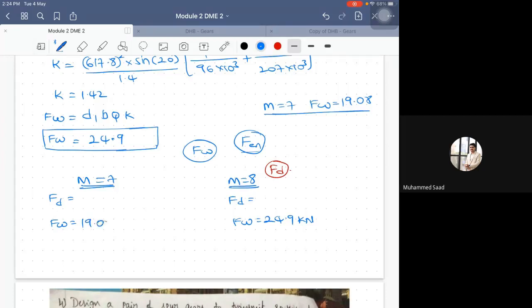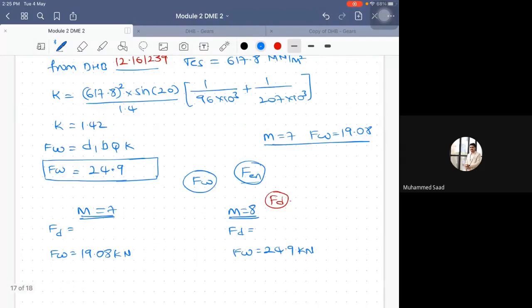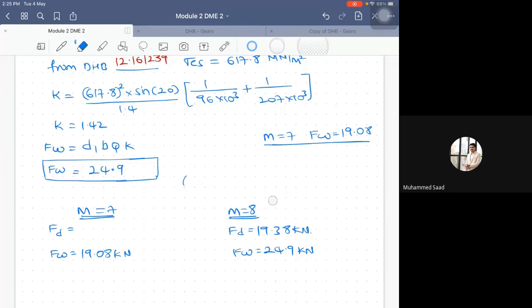Now, I have calculated the FD value, isn't it? It is 19.38 for module number 8. And what is the value of FD for module number 7? Can anyone give me the value? Module number 7, FD value is 17.84. Now, I will talk about module number 8.